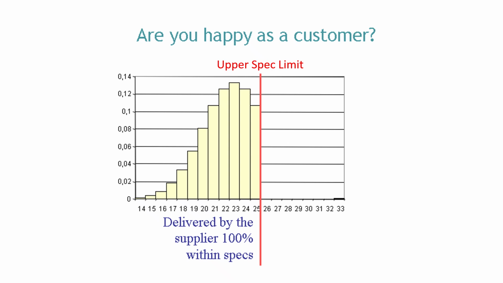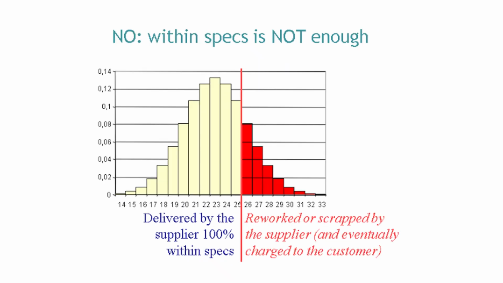Also, looking at the strange shape of the distribution, you can guess that your supplier is producing bad parts and then removing them before sending them to you.